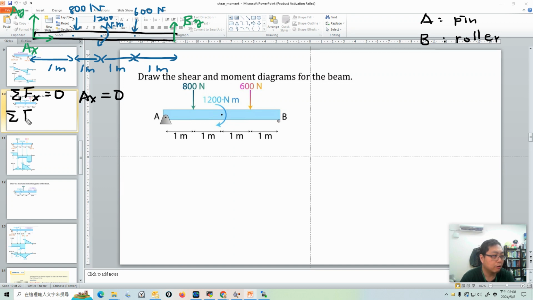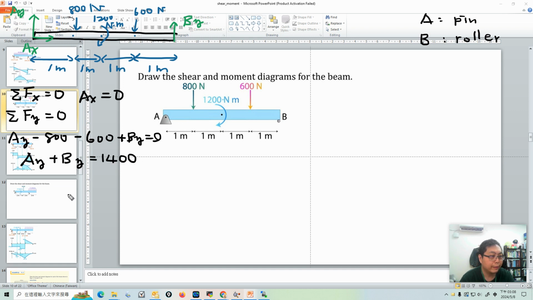Then the summation of all y components equals 0. So here it's AY minus 800, and right now we only care about the forces, minus 600, plus BY, and overall it is equal to 0. So AY plus BY equals 1400. Can we solve AY and BY from this equation? Of course not, because it is one equation with two unknowns, we cannot solve it.